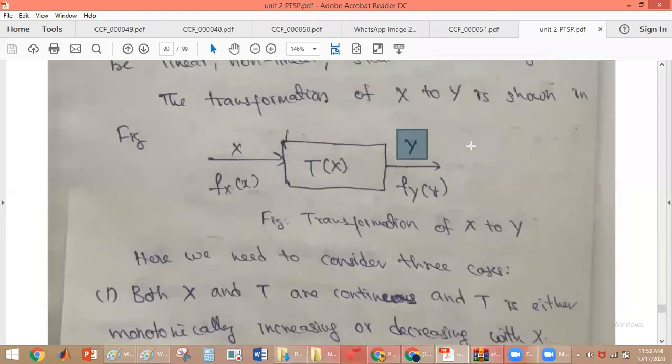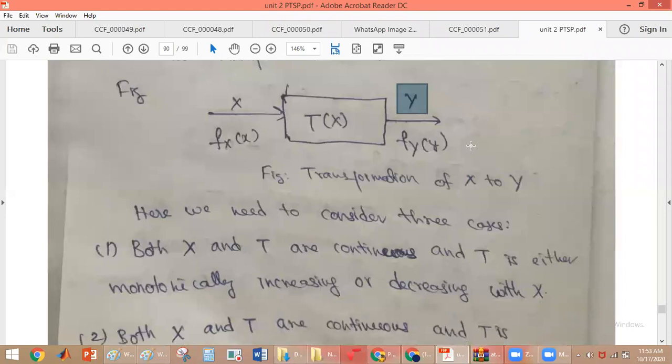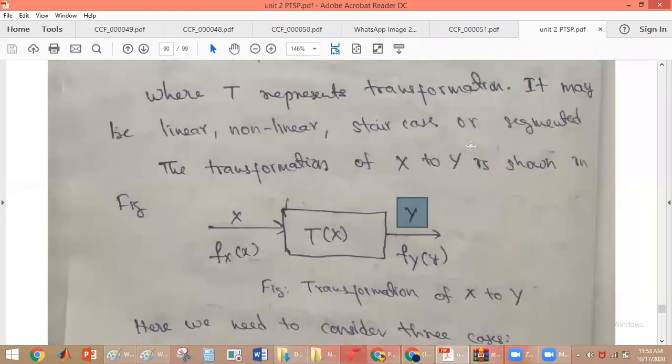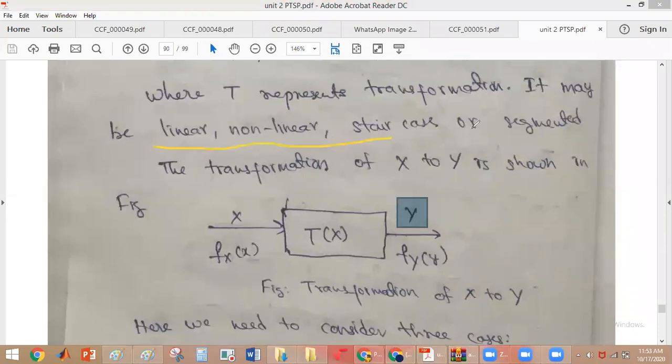So when we are converting a random variable x into y, we have to consider three cases. The first case is x and T both are continuous, where T is monotonically increasing or decreasing. Monotonically increasing or decreasing means that it is linear. So what are the different classifications of T? T may be linear, non-linear, staircase or segmented. There are four classifications for T: linear, non-linear, staircase or segmented.